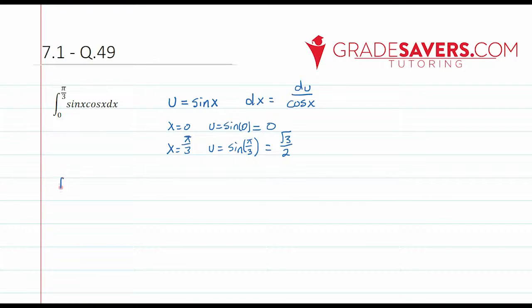And now we can begin rewriting this integral. 0 is still 0, and pi over 3 is root 3 over 2. And sine x can be replaced by u. Cos x remains because it cannot be replaced by u or dx, so it's u times cos x. And dx is replaced by du over cos x. And it looks like the cos x's cancel out, leaving us with a pretty straightforward integral of 0 to root 3 over 2 of u du.